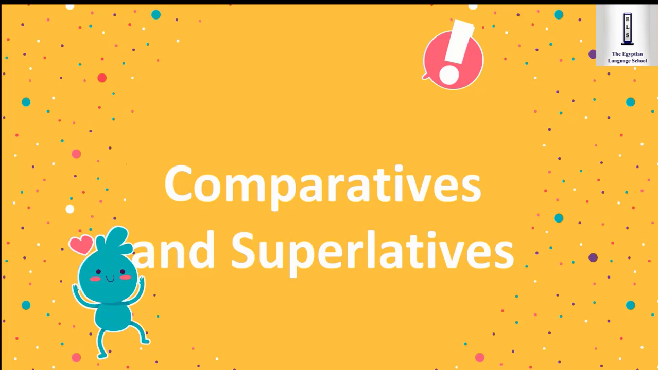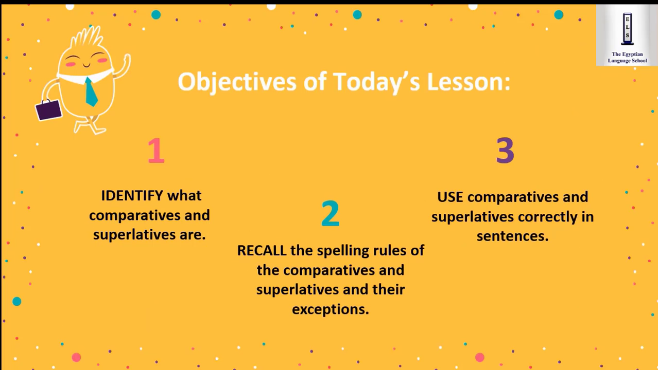Our today's lesson is Comparatives and Superlatives, as presented in your flipped classroom assignment. The objectives of our lesson are: first, identify what comparatives and superlatives are. In addition, recall the spelling rules of the comparatives and superlatives and their exceptions. Finally, use comparatives and superlatives correctly in sentences.